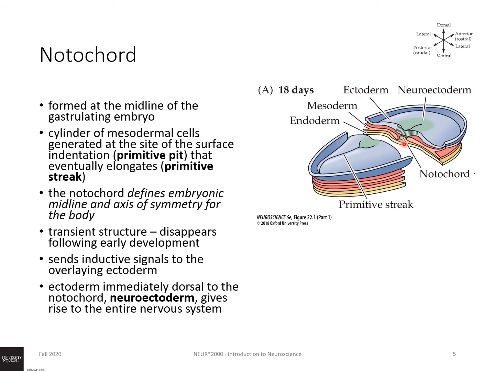It's a transient structure, which means that it doesn't last. It disappears following early development, and it sends inductive signals to the overlying ectoderm. So there are signals from the notochord that trigger activity in the ectoderm. And the ectoderm that's immediately dorsal to the notochord is known as the neuroectoderm. This gives rise to the entire nervous system. So the ectoderm layer that's immediately dorsal to the mesoderm cells that form the notochord is what eventually develops into the nervous system.